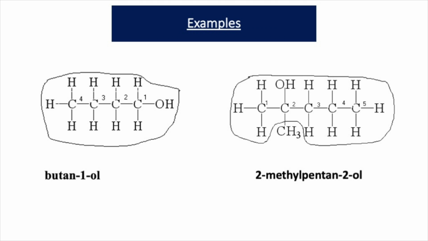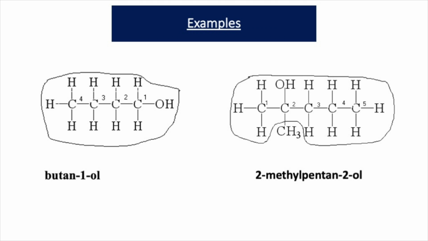So the best way to understand the rules for naming alcohols is to actually look at some examples. So my first example, I have a 4 carbon chain and an OH group on the end carbon. So I'm going to number the carbons starting at the end nearest the OH group. So I'm therefore going to number this alcohol right to left. And my OH group is on carbon 1, and it's a 4 carbon alcohol. So the name of this alcohol is butanol.